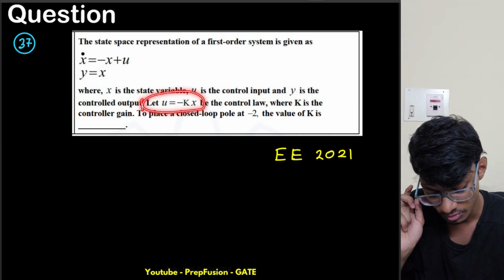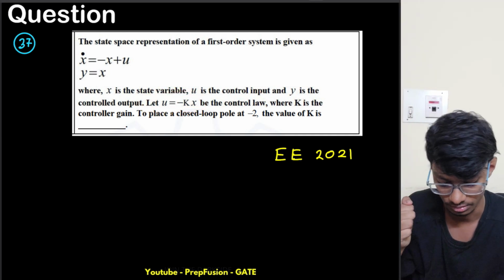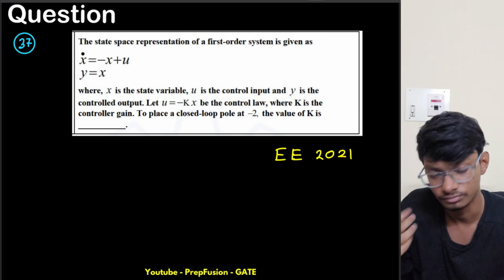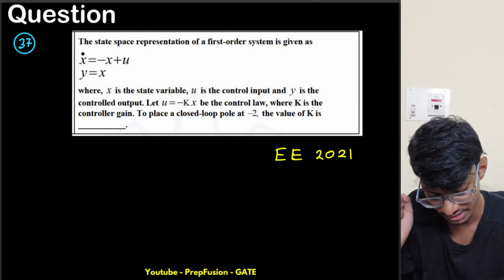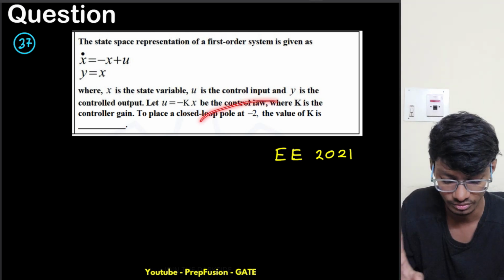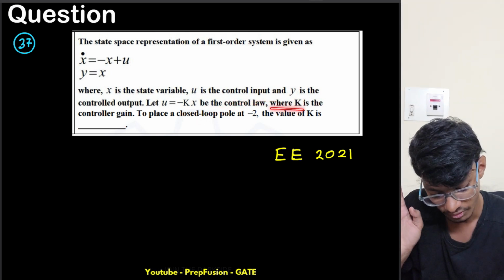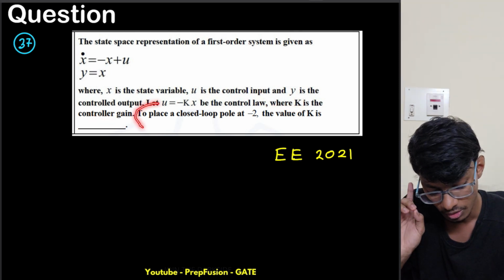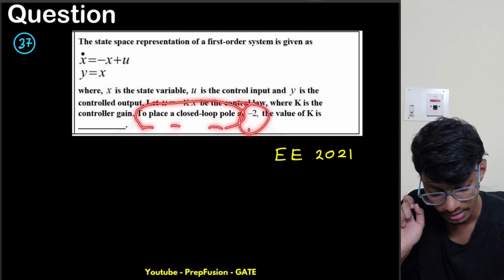Let u equal to minus kx. So u is taking some state feedback from the state itself. So u becomes minus kx, be the controller. It will basically be the control equation. Don't need to read all this, I mean, you can read this, but this is not important. The important part is where k is a controller gain, and to place a closed loop pole at -2.